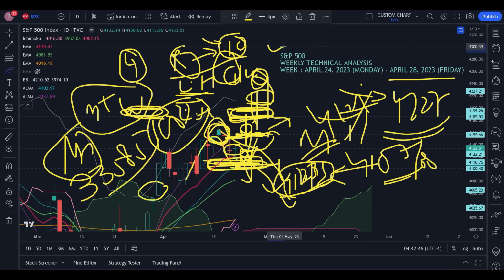So guys, this was my S&P 500 weekly technical analysis for the week of April 24th, 2023. That is from April 24th, Monday, through April 28th, Friday.